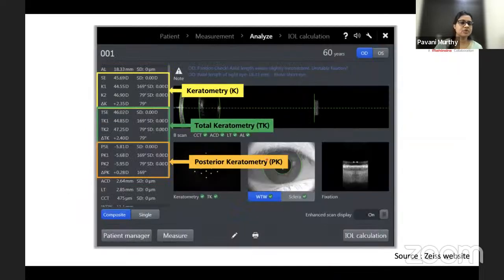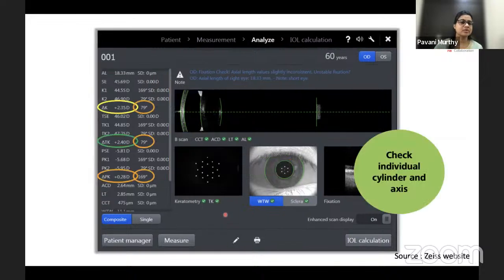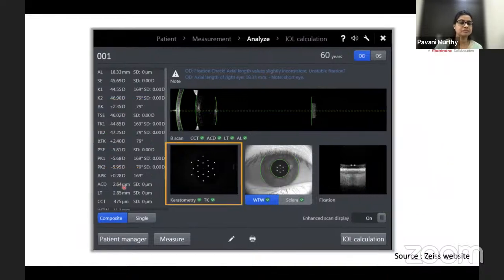This is a snapshot of the image which you see. There is an anterior keratometry, posterior keratometry, and also total keratometry data, which you can see over here. You can check and confirm the axis and cylinder at all the levels.